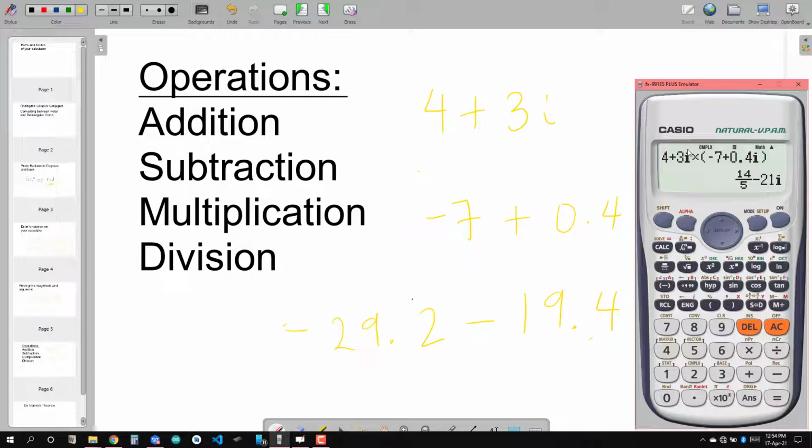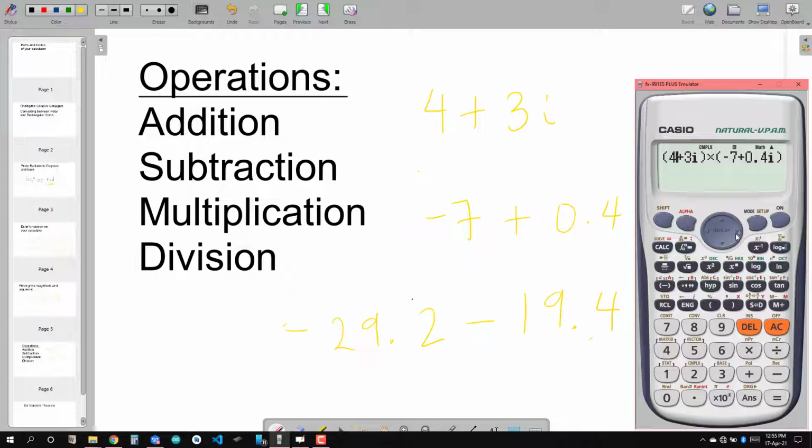This is because, if you remember, BODMAS is going to do 4 plus, and it will multiply 3i by this number because multiplication comes before addition in BODMAS. So it will perform the addition of 4 and the product of these two. But that's not what we want. We want to perform the product of 4 plus 3i and negative 7 plus 0.4i. So we need to put 4 plus 3i in a bracket. So always separate your complex numbers with brackets. It's really important. I cannot stress this too much. So 4 plus 3i times negative 7 plus 0.4i, and we get the answer we expect, negative 29.2 minus 19.4i.